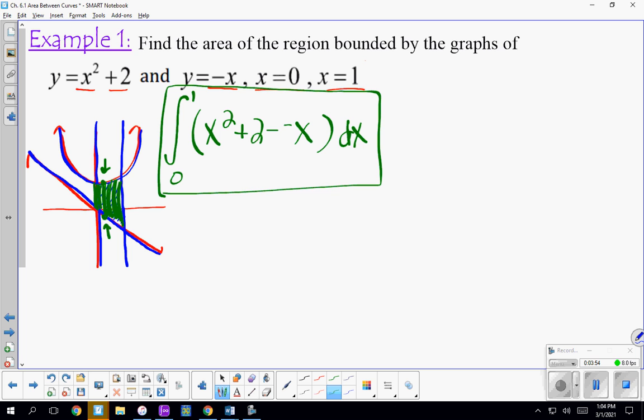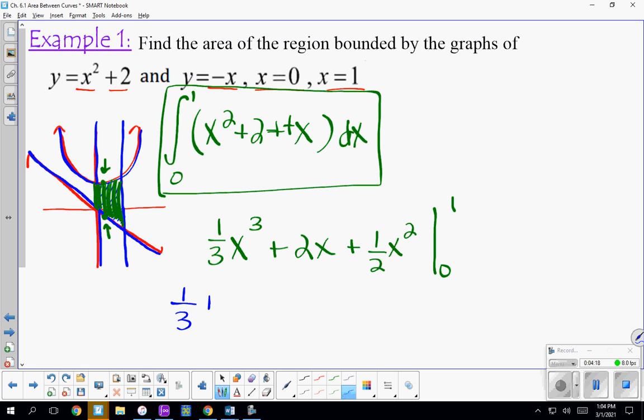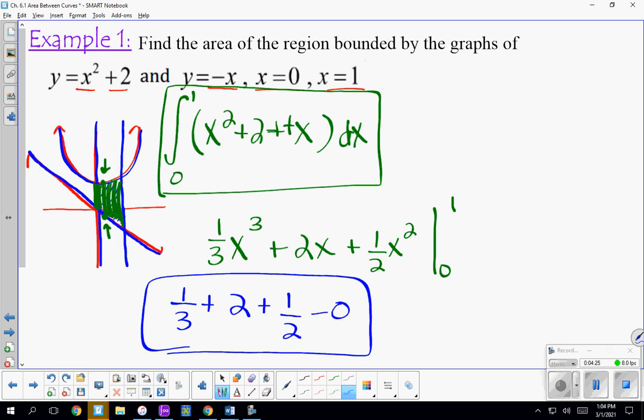Just remember when we integrate, and we're not going to integrate everything in this video just to save time, I'm just going to apply the power rule. So I get x to the third. Here I'll have 2x. Remember, we can simplify this to plus x so that we get plus 1/2 x squared. And then I'm going to apply the fundamental theorem of calculus from 0 to 1. If I plug in 1, we get 1/3 plus 2 plus 1/2, and that's all going to be minus 0. So technically, that's my answer.